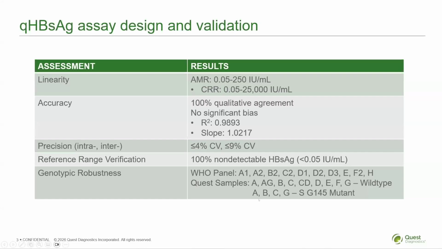For genotypes A, B, C, and G, we had access to what we consider escape mutants that had a mutation in the G145 position. And in our assay, all of those were also detected in terms of the surface antigen in that sample.